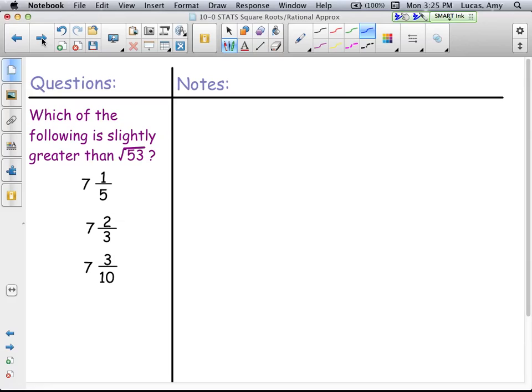Okay, which of the following is slightly greater than the square root of 53? Square root of 53. Well, 7 1/5 is the same as, if I change this to tenths, 7 and 2 tenths. So 7.2.